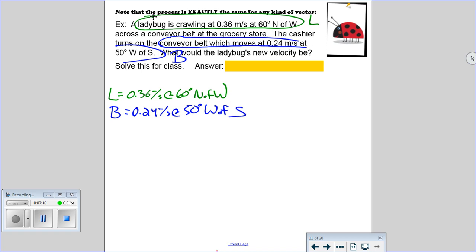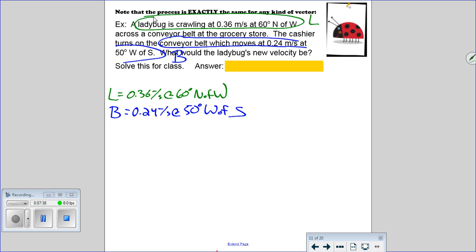All right, so here's what we're going to do. We're going to draw a triangle for vector L and find the x and y components. Then we're going to draw a separate triangle for vector B and find the x and y components. And then we'll do some other stuff. But let's do those two things first. So are there questions before I start?